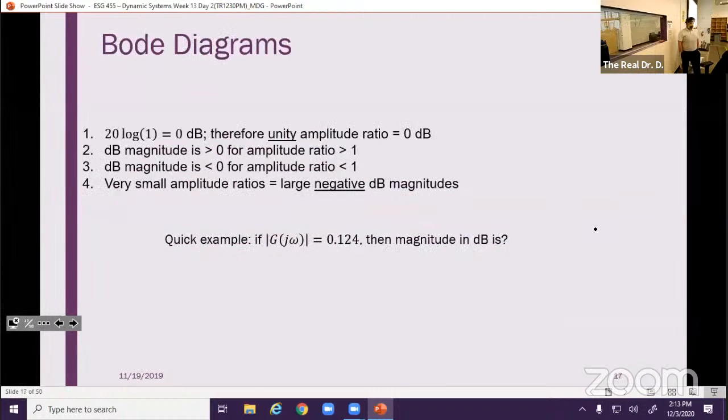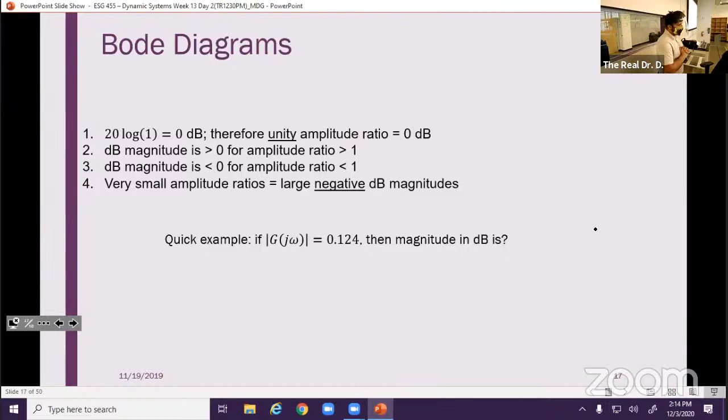Here are some things about dB. 20 log of 1 is equal to 0 dB. Remember what we're looking at here: the amplitude ratio is how much I am scaling my sine wave by. If you have an amplitude ratio of 1, you are not scaling it at all. You're not gaining anything, but you're also not losing anything. So this is equal to 0 dB.